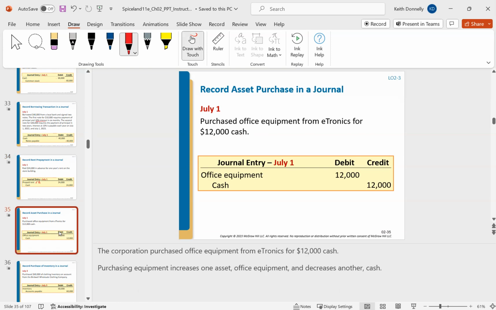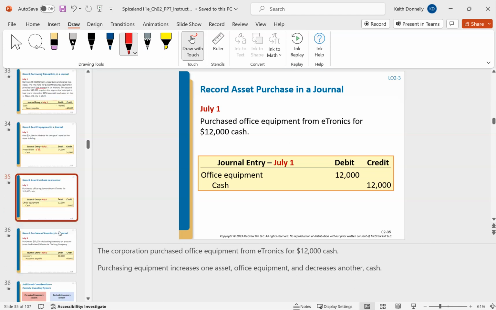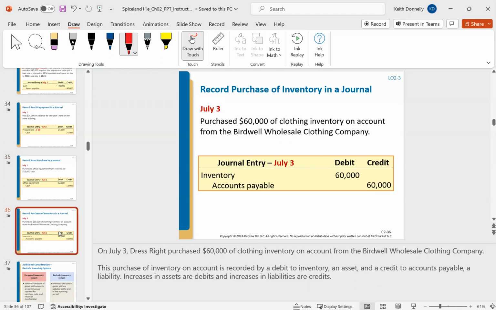Here's a simple one. Bought office equipment, paid cash. Debit office equipment, credit cash. Here we bought some inventory. Debit inventory, credit accounts payable.